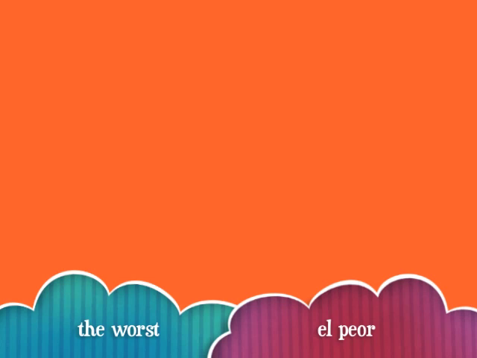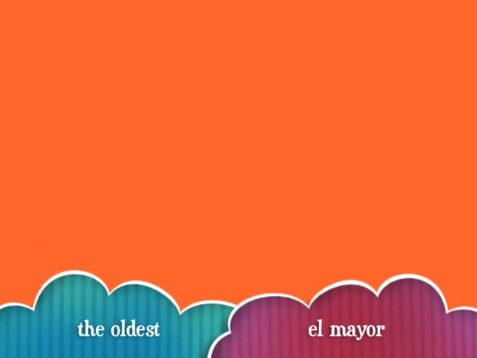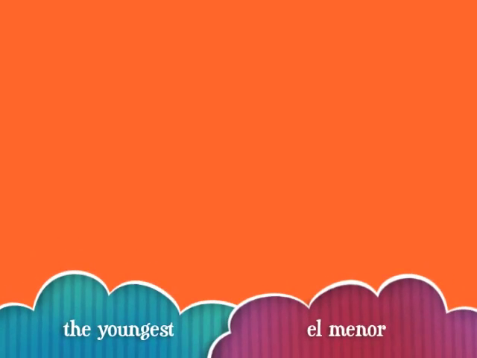The worst, el peor. Again, this could be feminine or plural as well. The oldest, el mayor. And finally, the youngest, el menor. Again, oldest and youngest can become feminine or plural as needed.